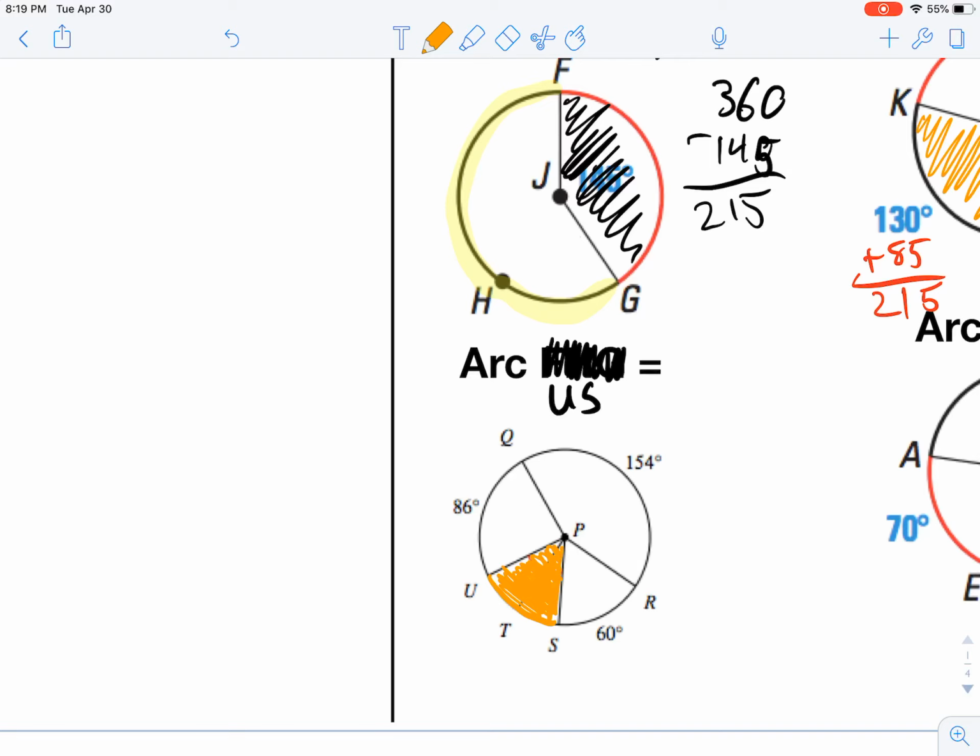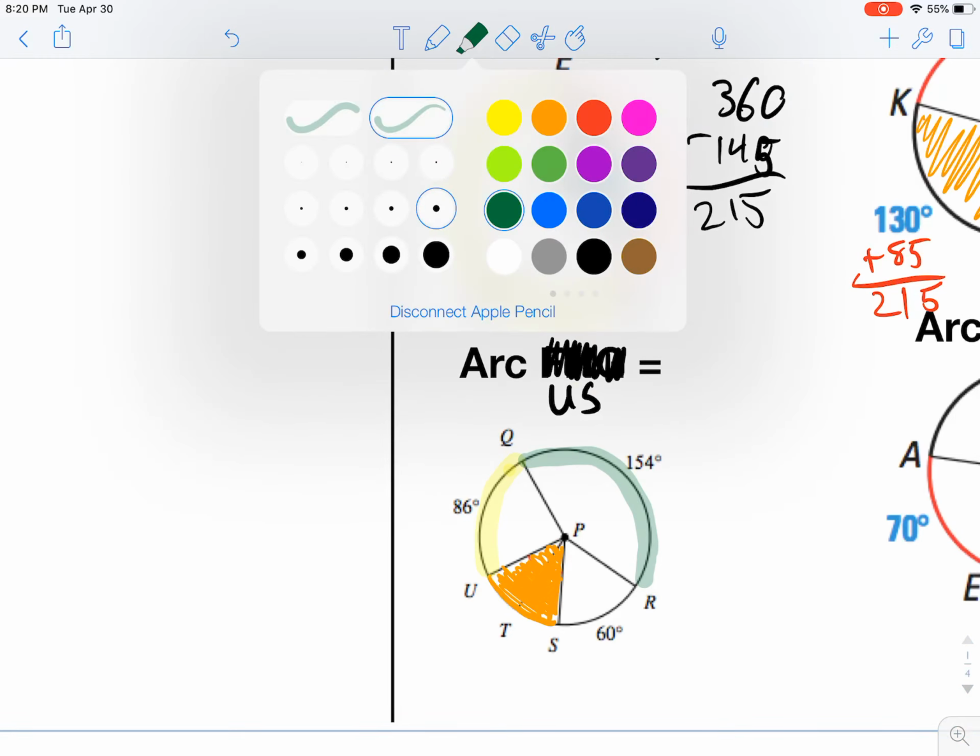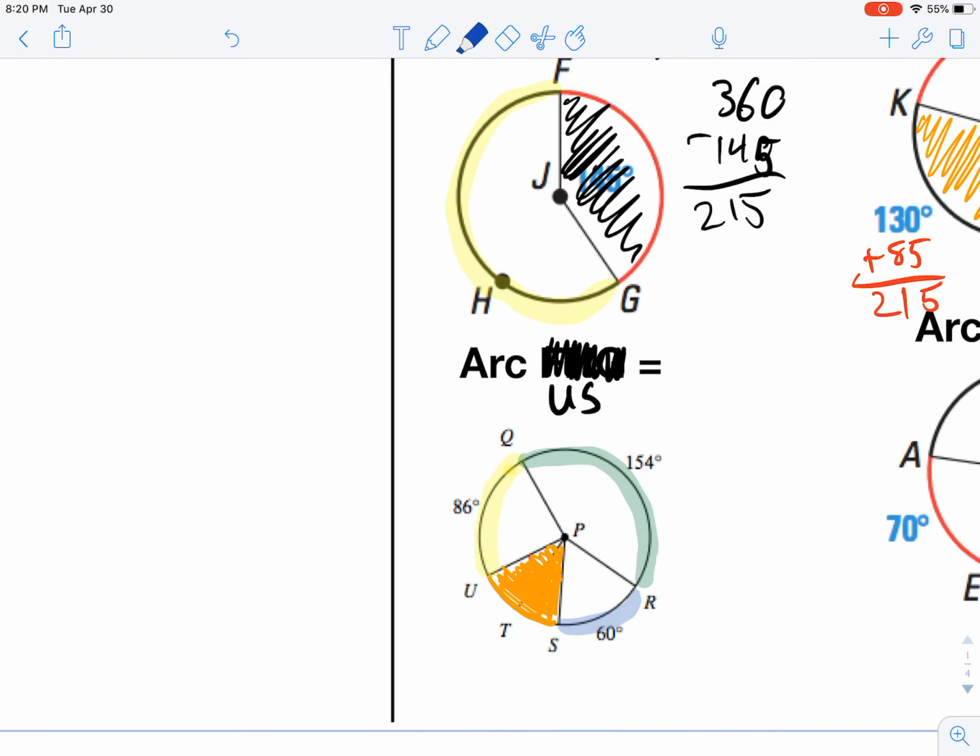Okay, so I'm missing that portion. Well, I have 3 other portions that I do know. I know this. I know this. And I know this. Well, if I put all the portions together, I get 360 degrees. So let's put those 3 portions that I do know together and find out what we can get from them. So if we have 154, 60, and 86 together, I'm going to add them all together to find out how much they're actually worth.